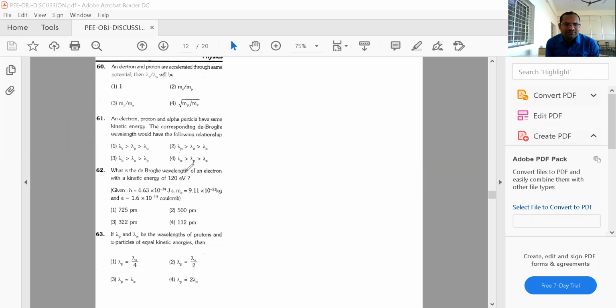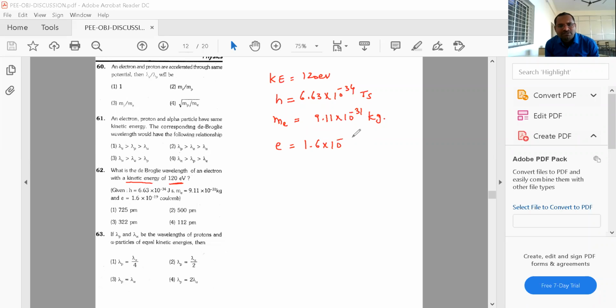What is the de Broglie wavelength of an electron with kinetic energy of 120 electron volt? Kinetic energy is given as 120 electron volt. Planck's constant is given as 6.63 into 10 to the power of minus 34 joule second. The mass of the electron is also mentioned: 9.11 into 10 to the power of minus 31 kg. The charge of the electron is also given, 1.6 into 10 to the power of minus 19 coulomb. All values we know.